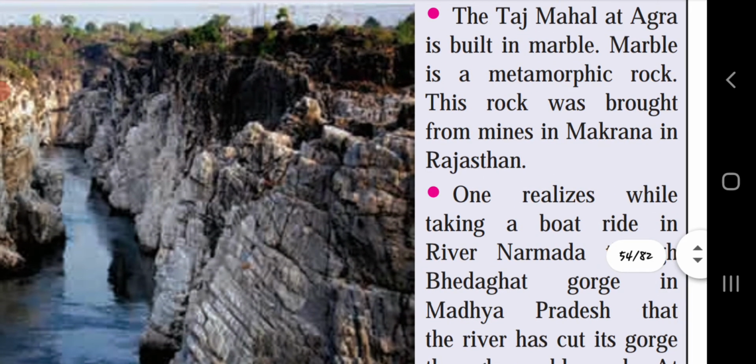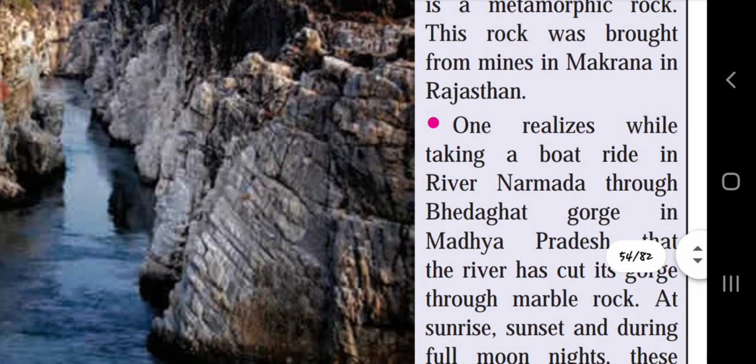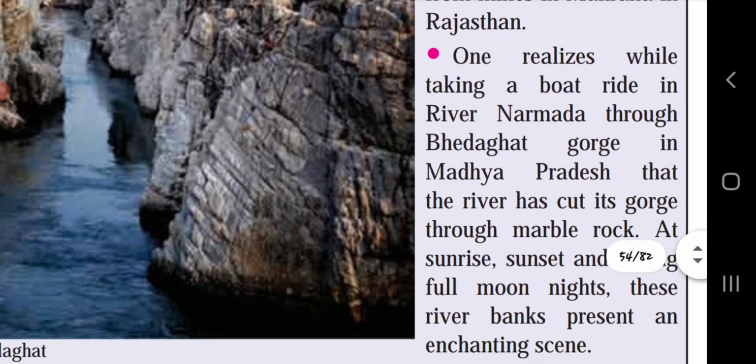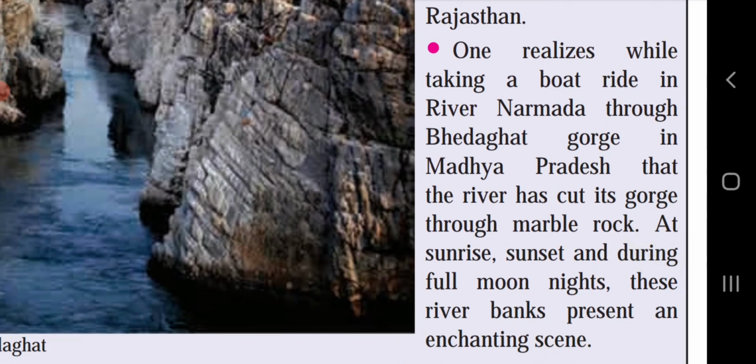The Taj Mahal in Agra is built in marble. Marble is a metamorphic rock. This rock was brought from mines in Makrana in Rajasthan. One realizes while taking a boat ride in river Narmada through Bhedaghat gorge in Madhya Pradesh that the river has cut its gorge through marble rock. At sunrise, sunset and during full moon nights, these river banks present an enchanting scene.